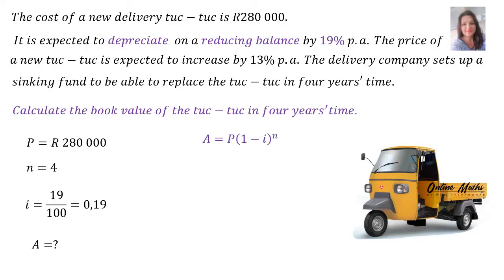Into the reducing balance formula, we'll substitute. In P's place, the 280,000 bracket 1 minus I is 0.19 raised to the power of 4. When we slot that into our calculator, then the depreciated value, the book value of the tuk-tuk will be 120,530 rand and 82 cents.